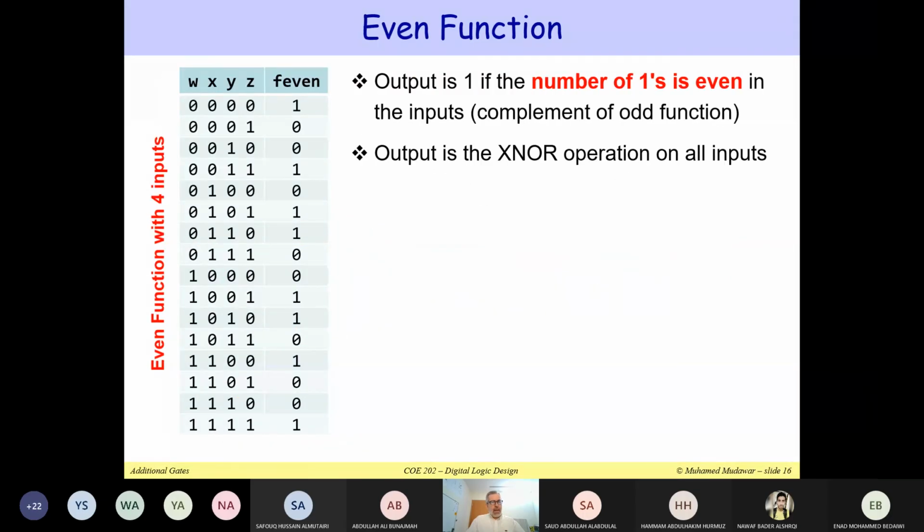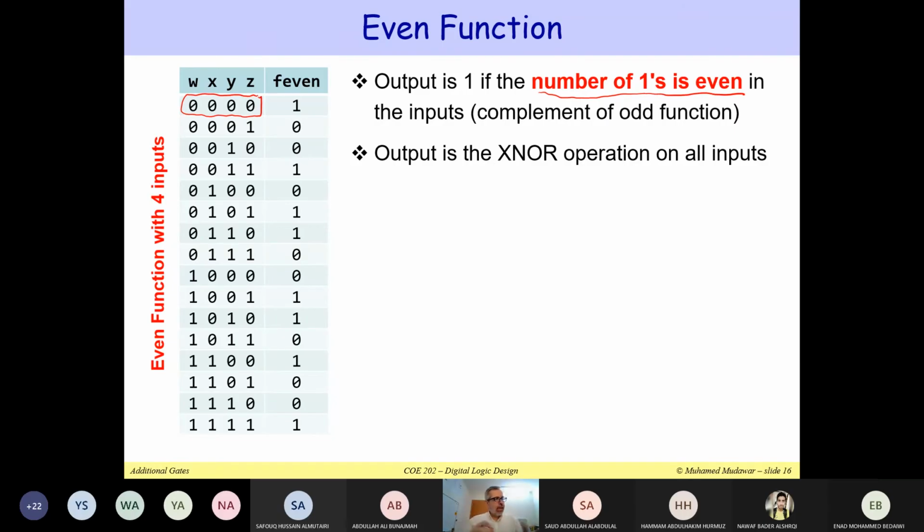I also have the even function. Now, the even function is just the complement of the odd function. Rather than saying the number of ones is odd, we say that the number of ones is even. So if the total number of ones in the inputs is even, then the output will be equal to 1. Notice that this is a function of 4 variables.